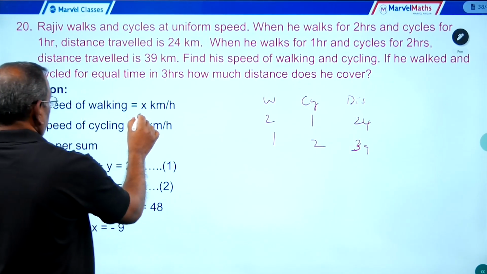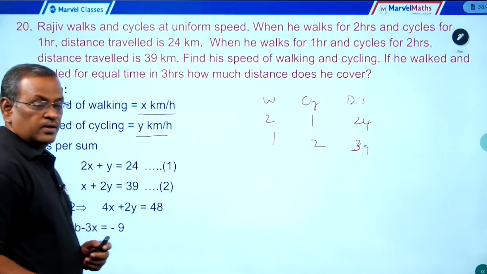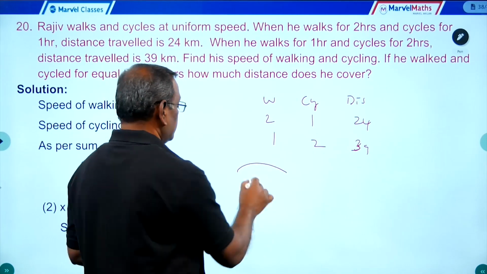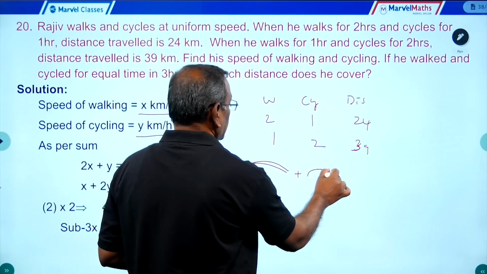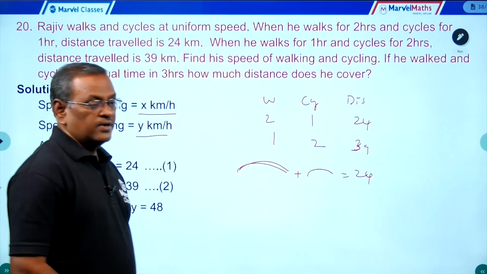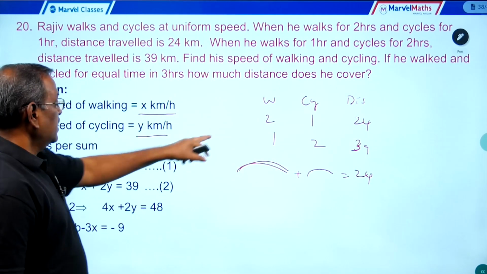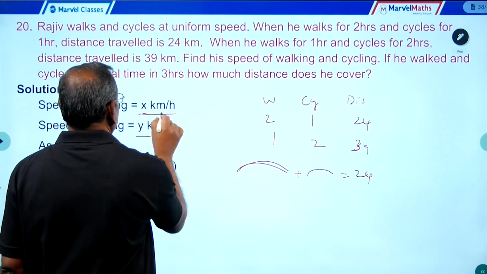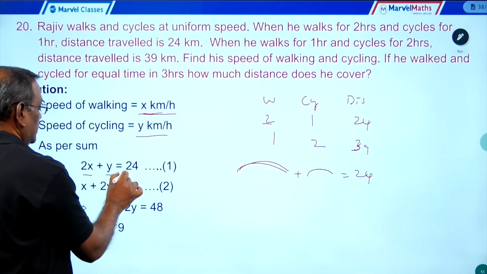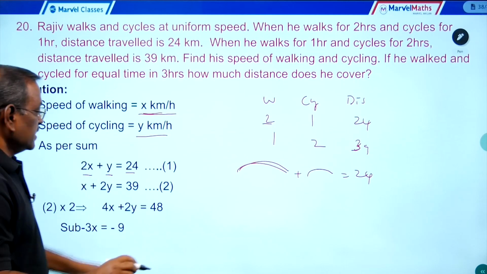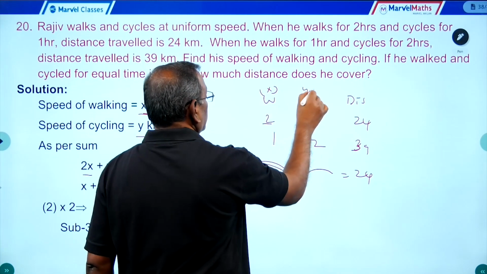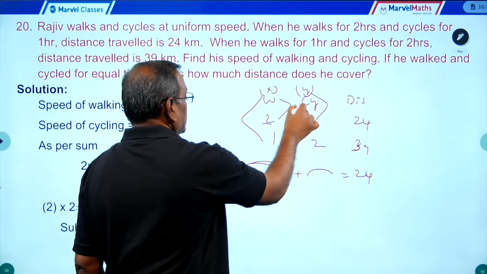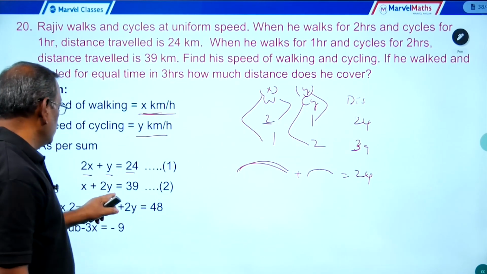The speed of walking equals x kilometers per hour and the speed of cycling equals y kilometers per hour. Assume some distance: 2 hours walking plus 1 hour cycling equals 24. So what is the distance travelled? Here speed equals x and time is given, so distance equals 2x, speed into time. So 2x plus y equals 24. This is the first case. And second, walking speed is x and cycling speed is y, so x plus 2y equals 39.